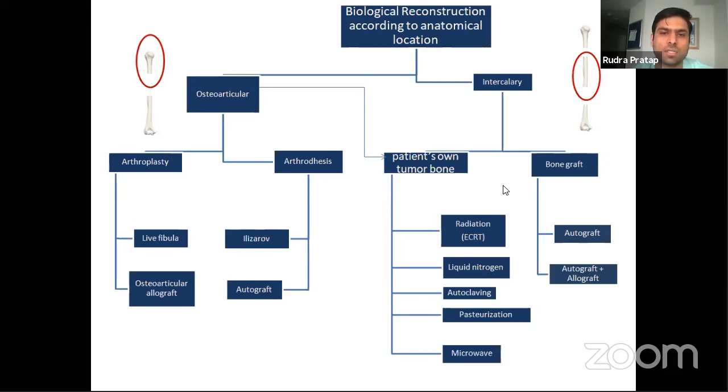Osteoarticular reconstruction can also be done with the help of the patient's own tumor bone, sterilized and put back, but usually they are supplemented with a surface replacement. Intercalary resections are reconstructed with either bone graft, which can be an autograft or a combination of auto and allograft, or by using the patient's own tumor bone sterilized with one of the below mentioned modalities.